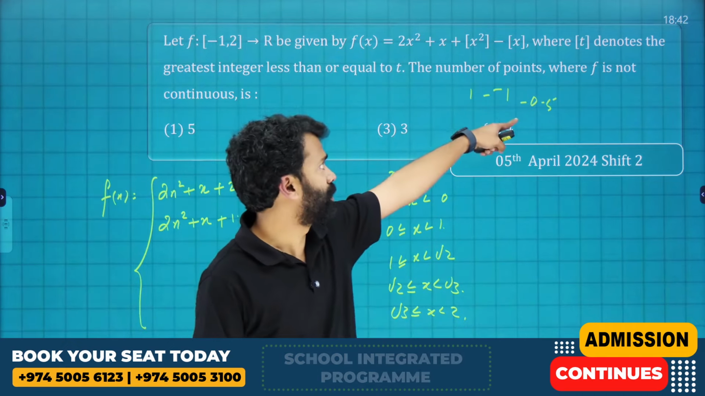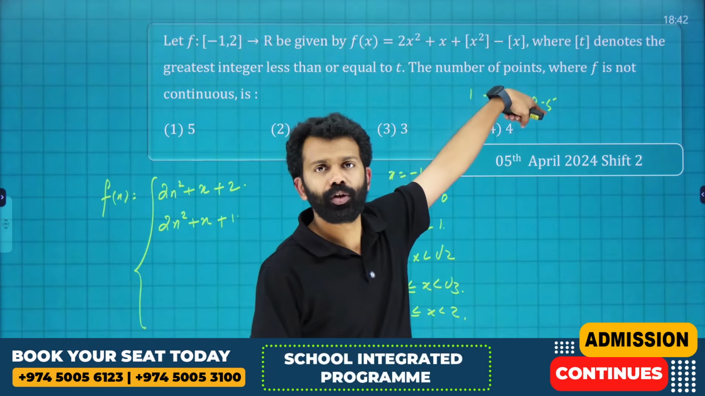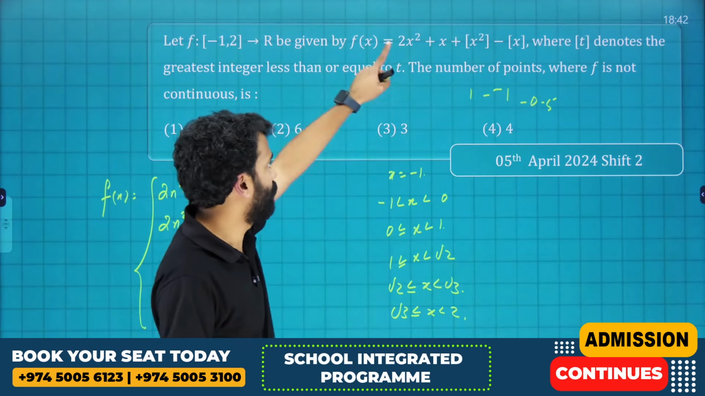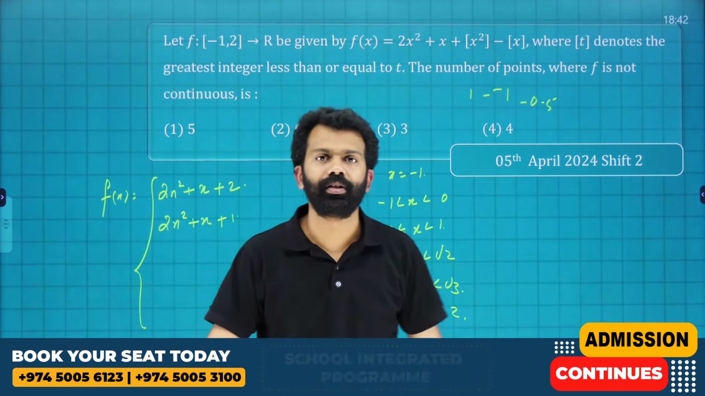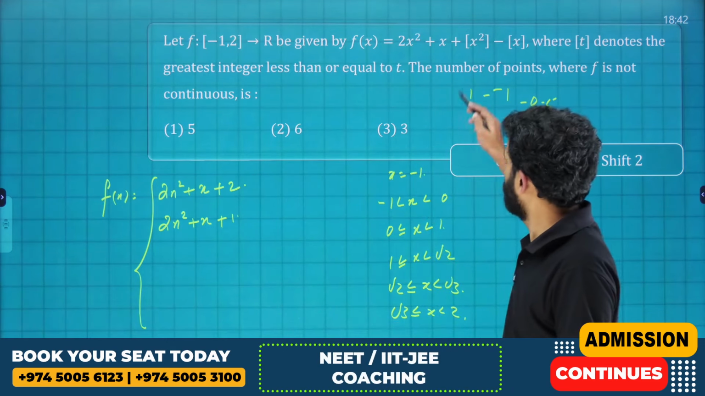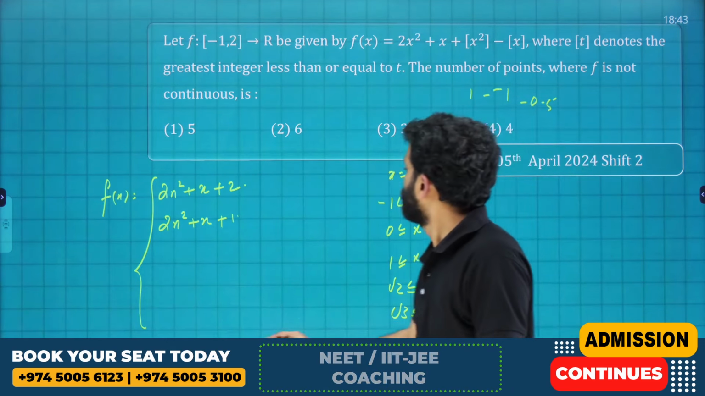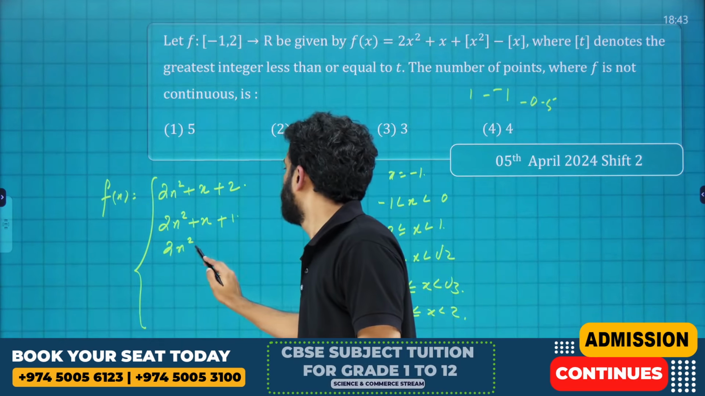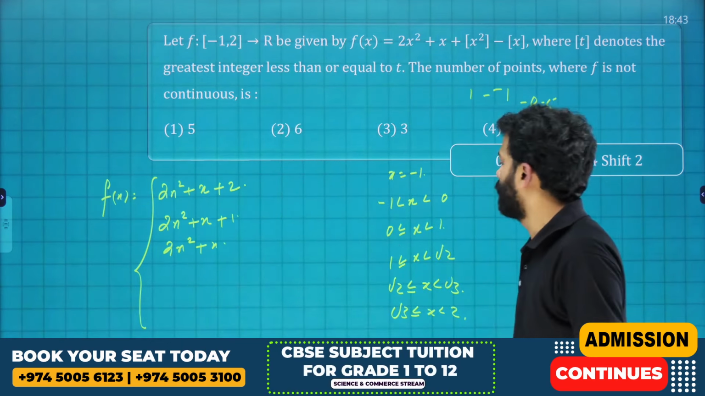The box of that will be what? 0. And what is box minus 0.5? That is minus 1, and this minus becomes what? Plus. Okay. And for the next one, if it lies between 0 and 1, for both the cases it will be 0. Therefore, it will be what? 2x square plus x.